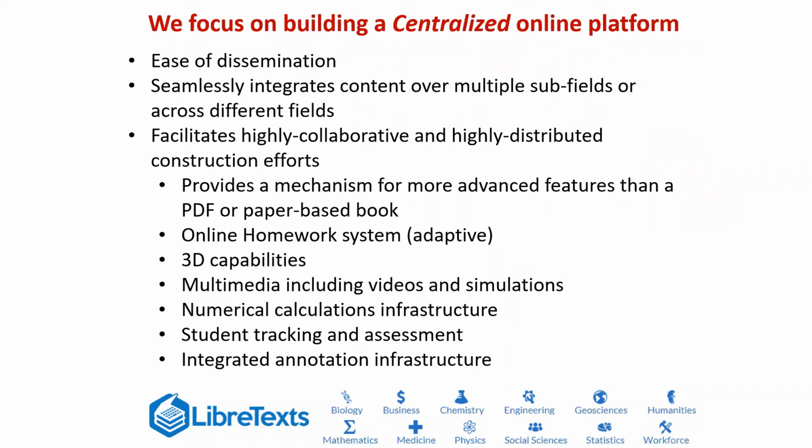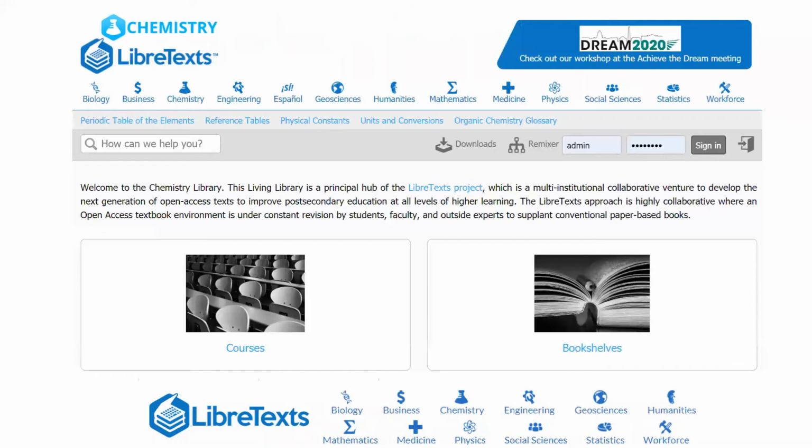The benefits of building a centralized platform: it provides an ease of dissemination. When you put something on there, it's rapidly distributed effectively to all four corners of the globe. We can integrate content across multiple fields effectively. It facilitates a highly collaborative and highly constructive platform. It provides a mechanism to generate PDFs or paper-based books. We have an online homework system, three-dimensional capabilities, so you can actually have molecules that you can rotate three-dimensionally, or proteins, or vector calculus, or other three-dimensional requirements, numerical infrastructure, annotations, and such like that. So anyways, let me get into the details here.